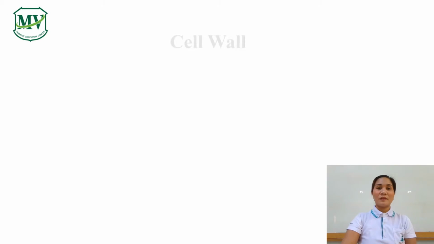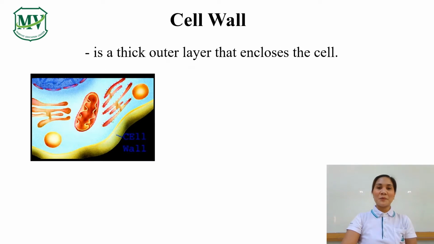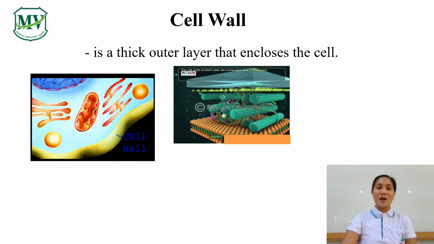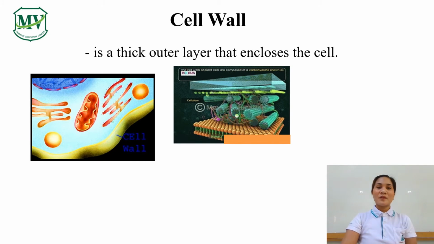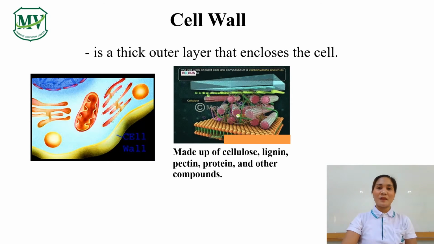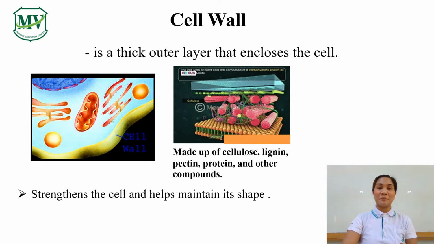Cell wall. Cell wall is a thick outer layer that encloses the cell. It is made up of cellulose, lignin, pectin, protein, and other compounds. Cell wall strengthens the cell and helps maintain its shape. And most importantly, cell wall can only be found in plant cell.